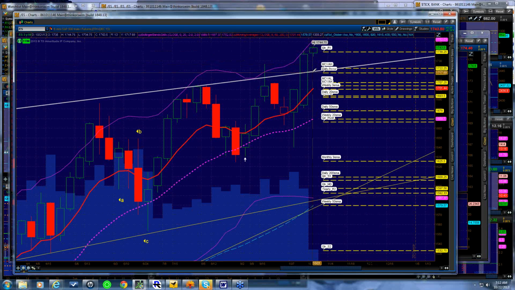But that's, from an intermediate-term perspective, what I would look for, using this line as a significant point for support or, again, becoming resistance. Daily chart.